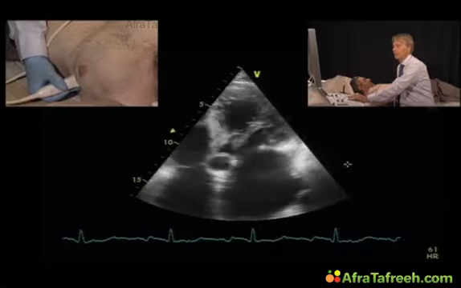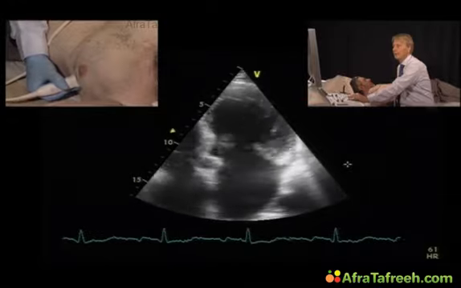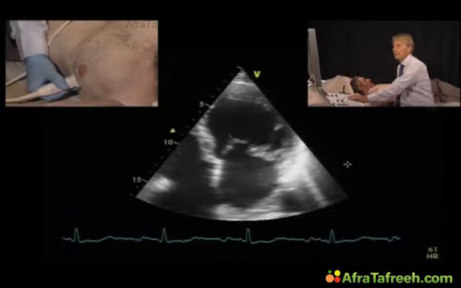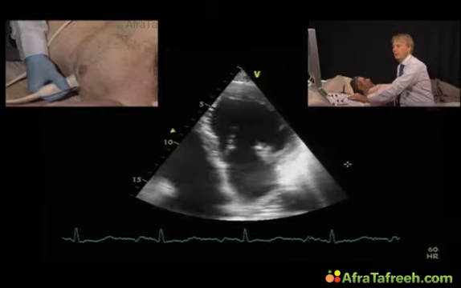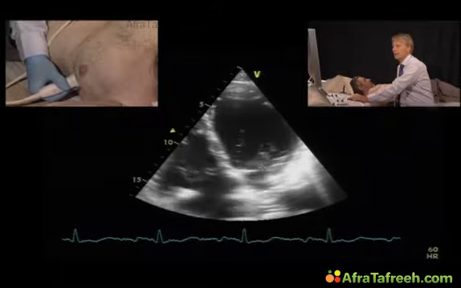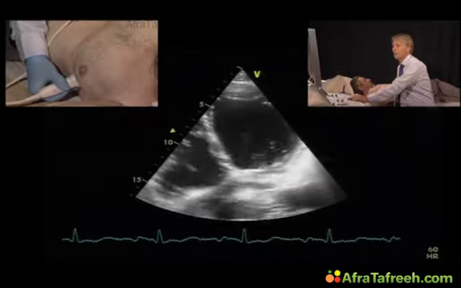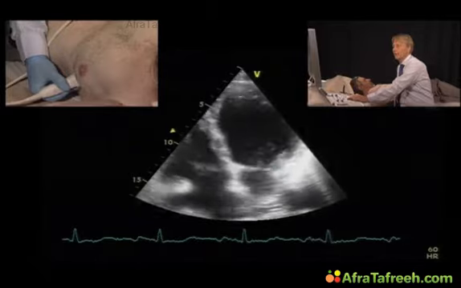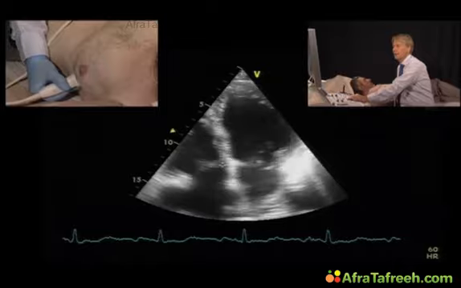If I move towards the coronary sinus, so this is the four-chamber view, and now I'm tilting towards the coronary sinus, I would get just the opposite. I would get the posteromedial portions of the valve. So this would be P3 and A3.